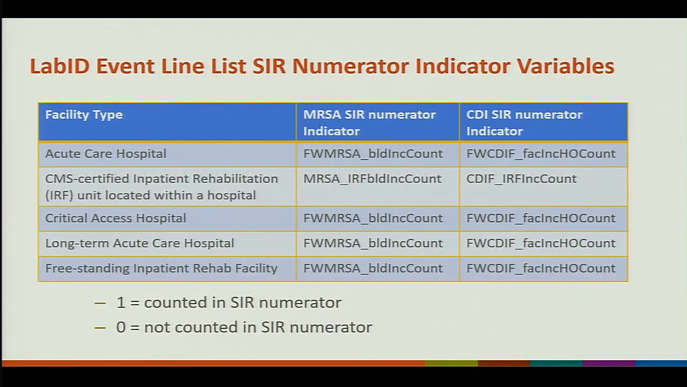So if you want to determine which events are included in the SIR numerator, I provided the MRSA and CDI numerator variables across all the facility types. Although we won't have time to discuss all of them, the same applies. A value of 1 indicates that that event is included in the SIR numerator, and a value of 0 indicates that it is not included. But one particular facility type that I wanted to discuss is the CMS certified inpatient rehabilitation unit, or IRF units, that are located within a hospital. As you see, those particular indicator variables are slightly different.